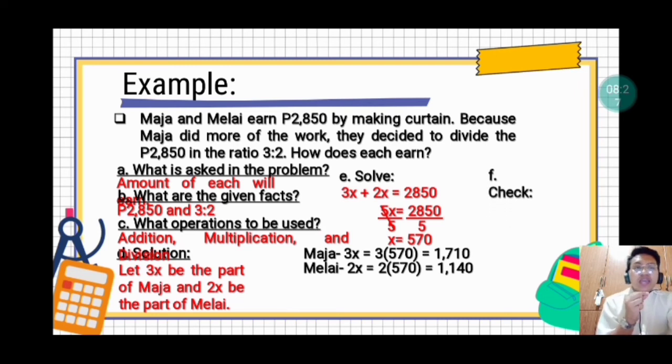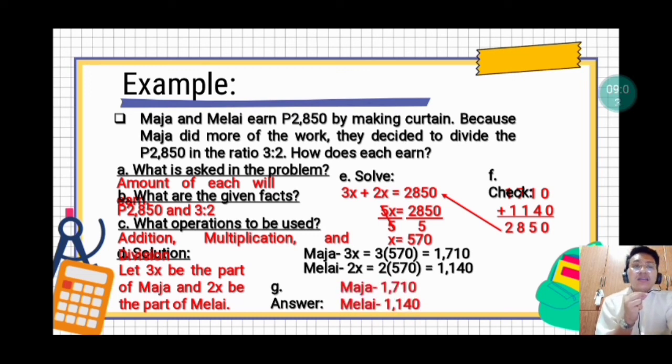And after that, we need to check their total earnings. So we need to add 1,710 and 1,140. And this would give us an answer of 2,850, and it is similar to the total earnings of them, okay? And after that, syempre, we are going to write our answer, and of course, their earnings are: Maha earns 1,710 and Melai earns 1,140. And that would be their earnings, okay?